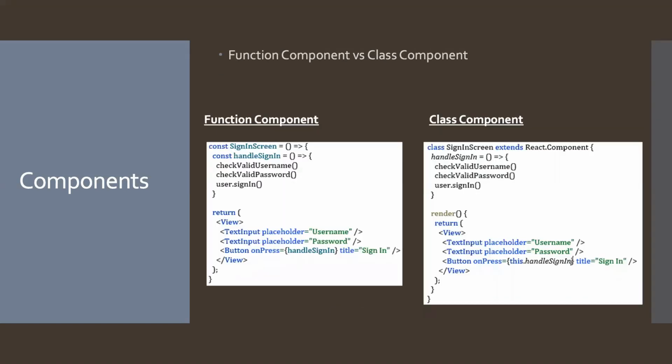And we also look at the two types of components that you can implement in React Native. So the first one is function component, and the second one is class component. So the difference is that the function component is implemented as a function, and the class component is implemented as a class, I'm sorry.